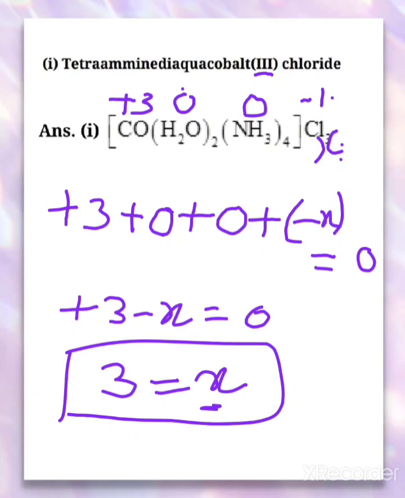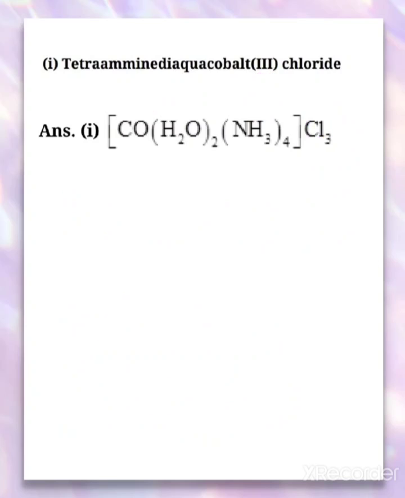That means here the chloride which is present as a counter ion here. So we have identified that how much of Cl are there. We have 3 Cl. That is the answer. It is given 3 Cl here. So in this way we will make the formula.